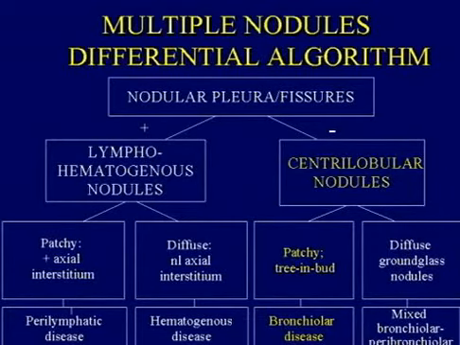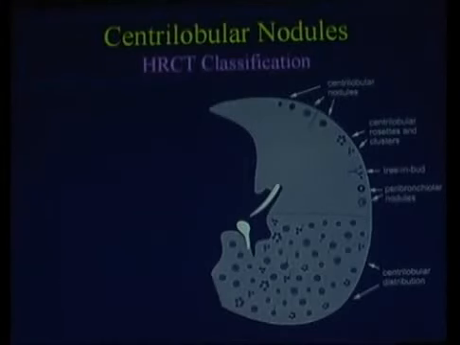Because the only thing that really causes this, for all the occasional case reports that you read, the only thing that really causes a tree and bud pattern in the lungs is infection. So, centrilobular disease. You can have disease that looks relatively round, or you can have disease that looks so-called tree and bud. And we'll show you better pictures than this.